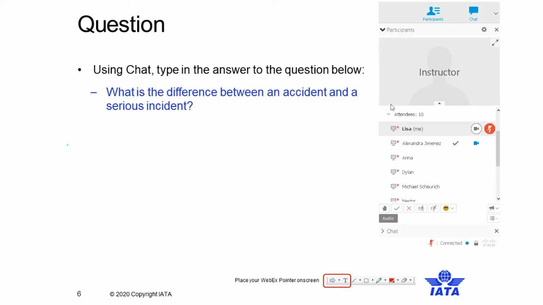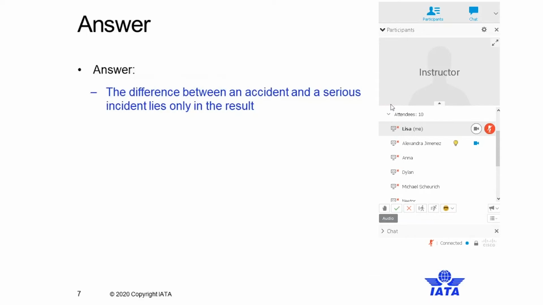So an incident is something that almost happened. Potentially would have been very, very catastrophic, but it didn't happen. So we're looking at things like an aircraft almost collided, for example, with a mountain, but it didn't happen. Or there was a fire in a cargo compartment, but it was extinguished. So therefore, we consider those to be serious incidents. Really good. Thank you, guys. So again, the difference really is in the result. The difference lies only in the result between an accident and a serious incident. Really good. Thank you very much.